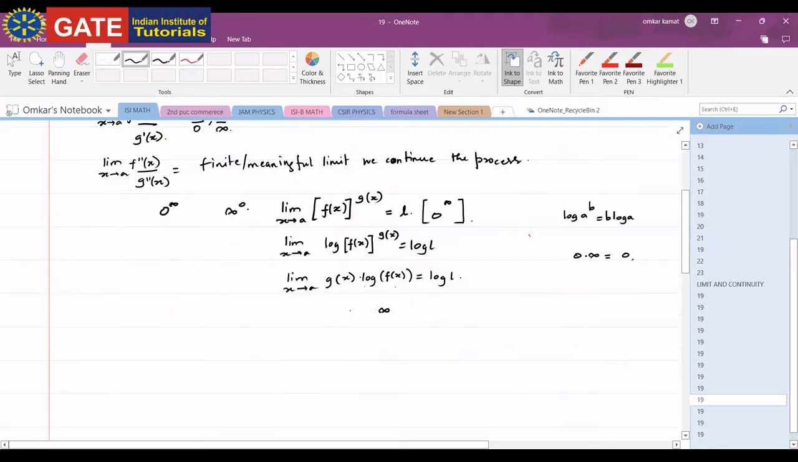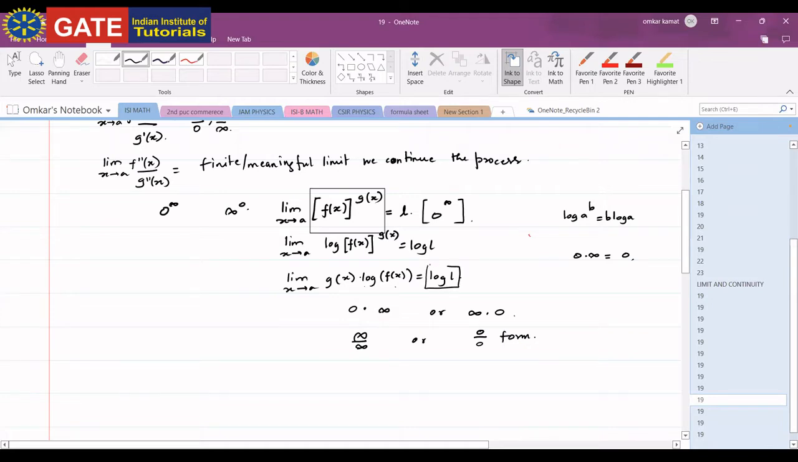So this will be now either 0 into infinity form, or infinity into 0 form. The questions will be given like this only. Now you cannot apply L'Hopital rule for this, but you can write 0 as 1 by infinity, so this can be converted to infinity by infinity form, or infinity can be written as 1 by 0, giving 0 by 0 form. And now you can apply the L'Hopital rule over here. So if they give you a function of this type, you apply the log, convert it to infinity by infinity form or 0 by 0 form, and then apply the L'Hopital rule.